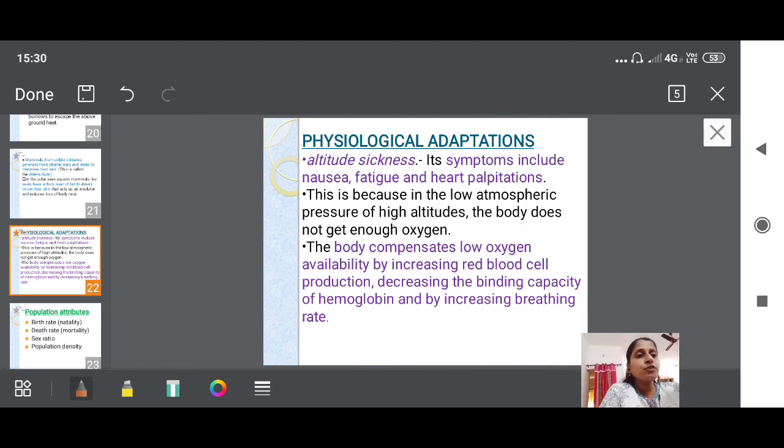Okay, so these are a few examples which are given in this chapter, wherein you have to read the examples of how plants and animals are adapted to different environmental conditions. Okay, some examples are given. In that, Allen's rule is very important, a 2-mark question.